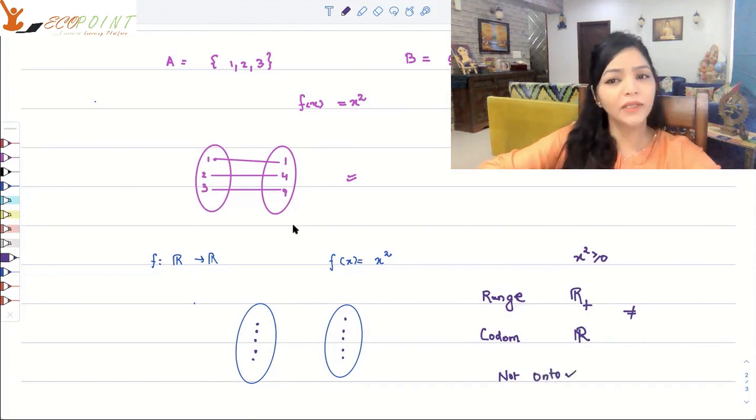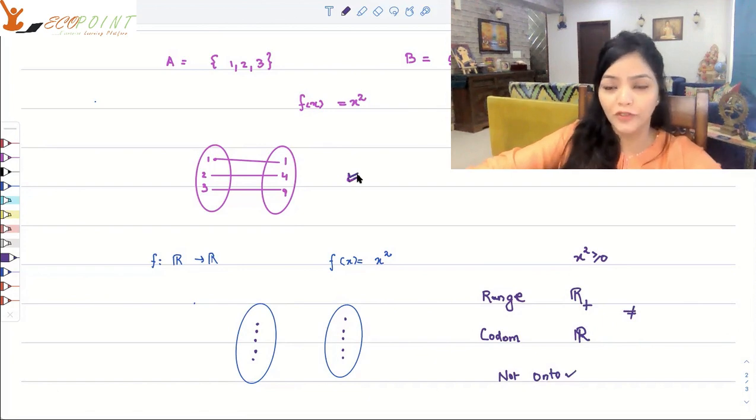What was happening previously? I had given you limited inputs 1, 2, 3 and limited entries in the codomain 1, 4, 9. x square was an onto function. So whether a function is onto or not, it really depends on what kind of codomain is provided to you. So just be very careful.